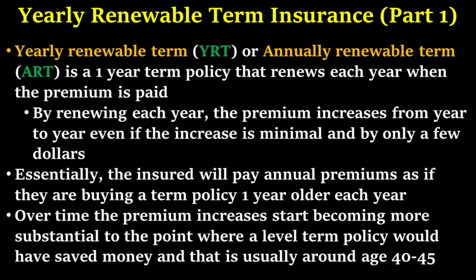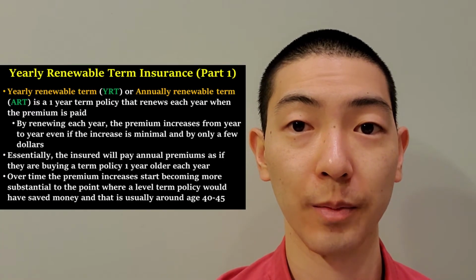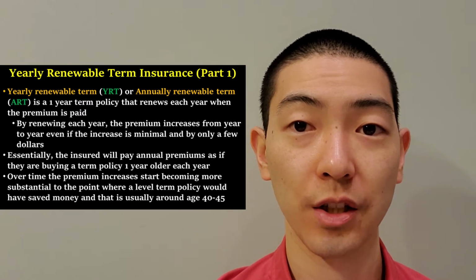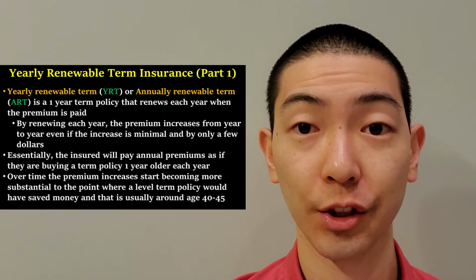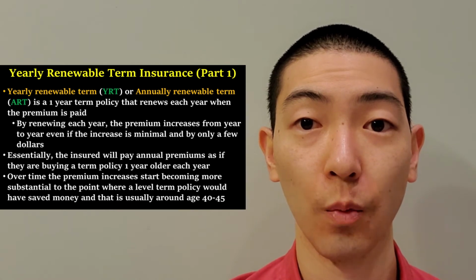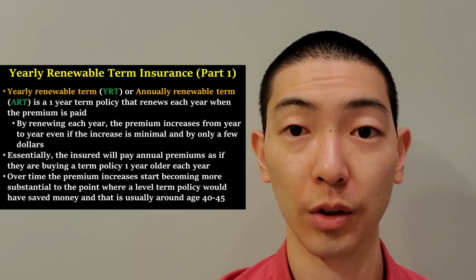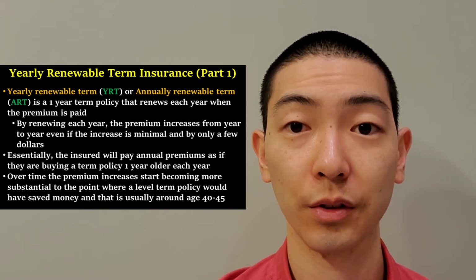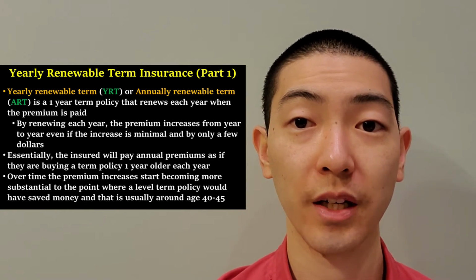Yearly renewable term, YRT or annually renewable term, ART, is a one-year term policy that renews each year when the premium is paid. By renewing each year, the premium increases from year to year, even if the increase is minimal and by only a few dollars. Essentially, the insured will pay annual premiums as if they are buying a term policy 1 year older each year. Over time, the premium increases start becoming more substantial to the point where a level term policy would have saved money, and that is usually around age 40 to 45.